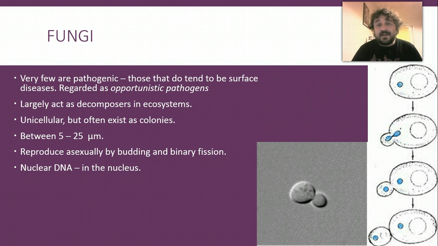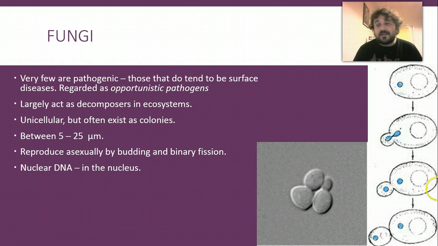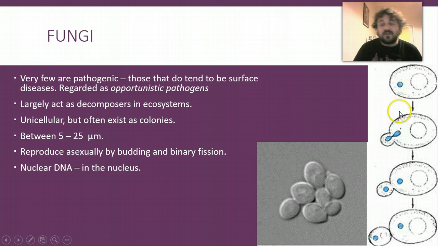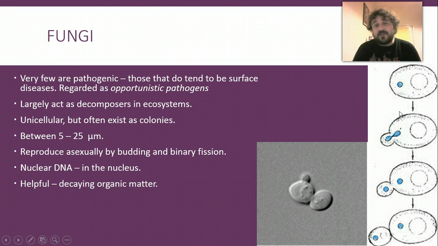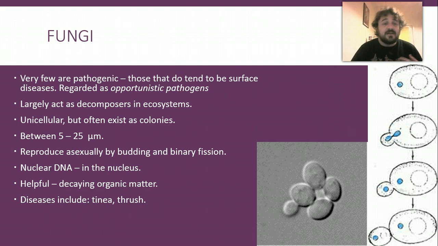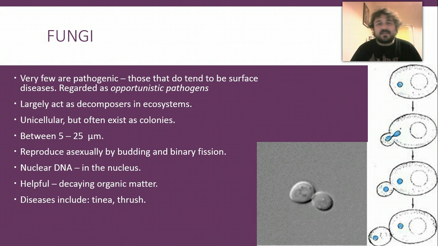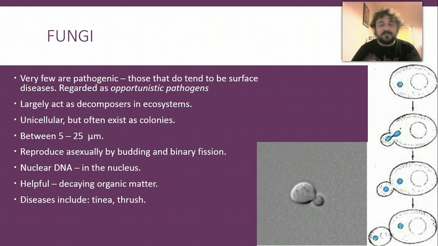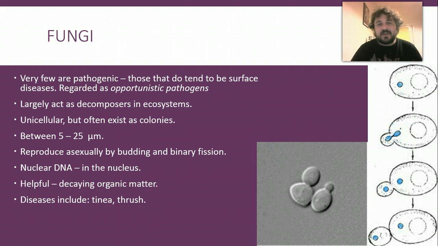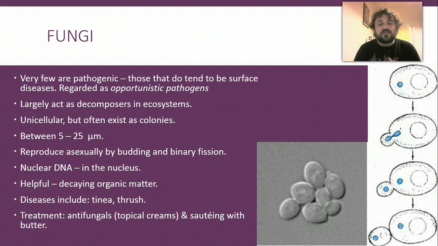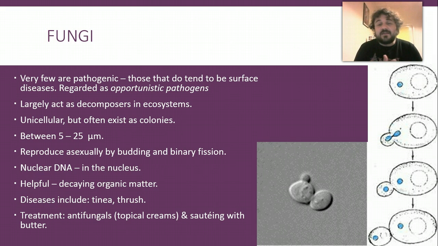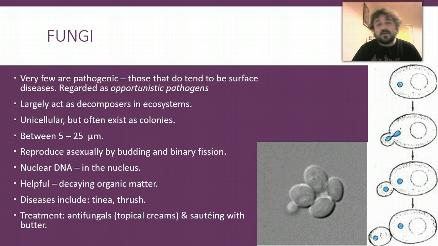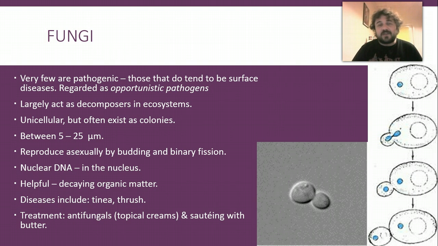They have nuclear DNA. It's in the nucleus, as we see it here. That's why it's drawn as this little circle. Very helpful. They decay organic matter. And diseases, things like tinea, thrush, Candida albicans. So generally yeast infections. Now the treatments are antifungals, so topical creams, and we can saute with butter, like a good mushroom. Be tasty, tasty.